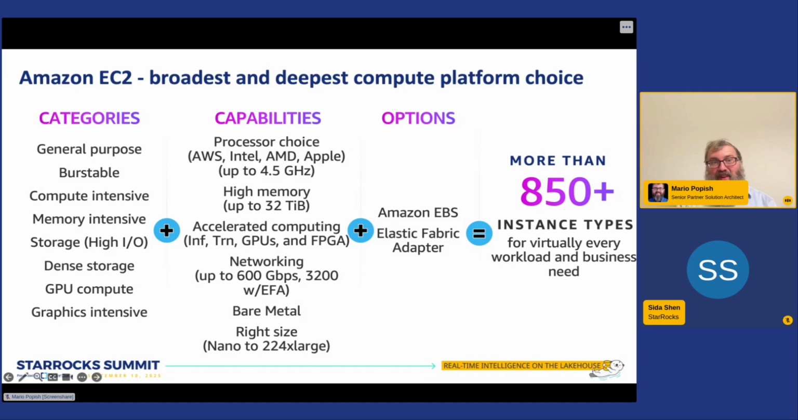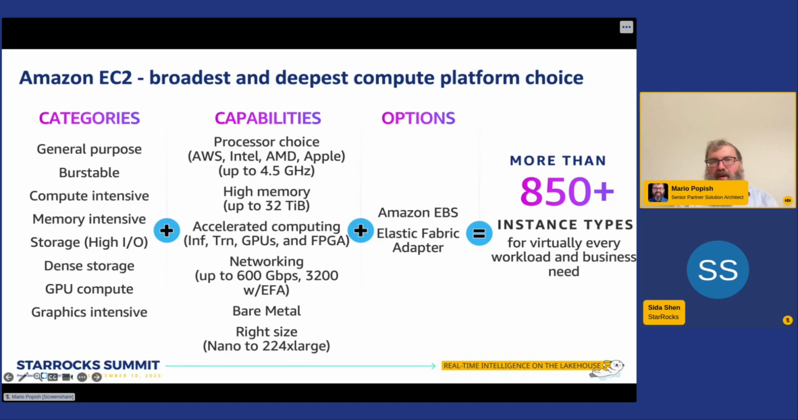Like I said, I'm also going to tell you about EC2 and why EC2 is the broadest and deepest compute platform choice for your computational needs. EC2 offers a broad array of categories of EC2 instance types, everything from general purpose burstable instances to compute-intensive instances. These are probably the best choice for running StarRocks. Memory-intensive instances, so much so that you can really have an incredible amount of memory in these instances. Dense storage or high I/O storage, GPU instances.